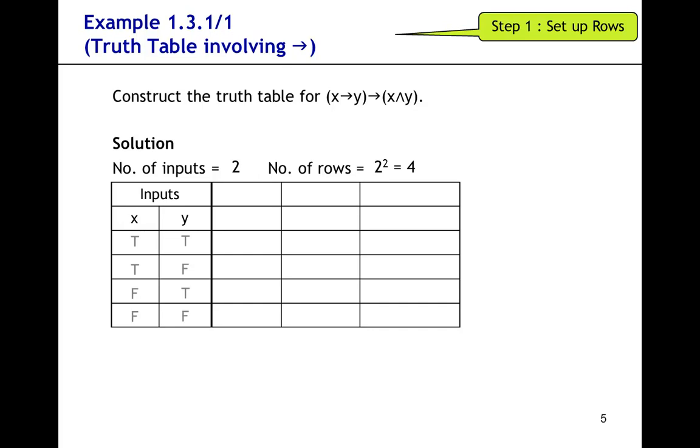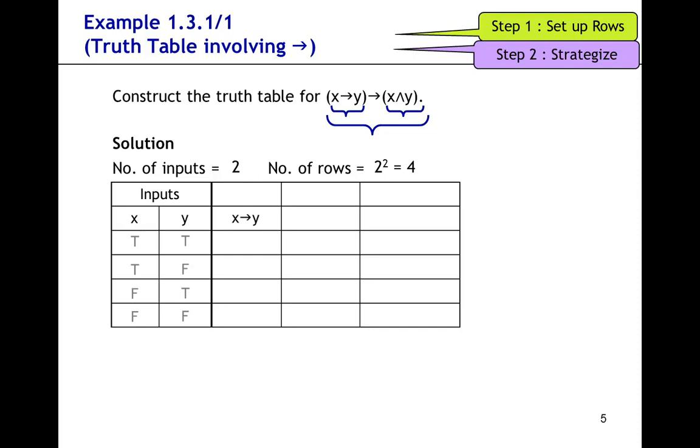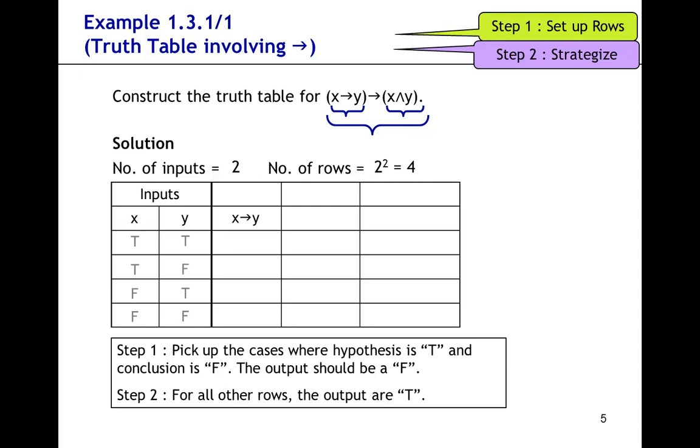Once that's done, we strategize for step 2 according to the order of operations. Since bracket supersedes all other operations, we will do these two smaller components first, then consolidate everything at the end. The first component, x implies y. That's a conditional. Remember TFTT? The hint is to pick up the cases where the hypothesis is true and the conclusion is false. Those are the only cases with output F. The rest of the rows will have output T.